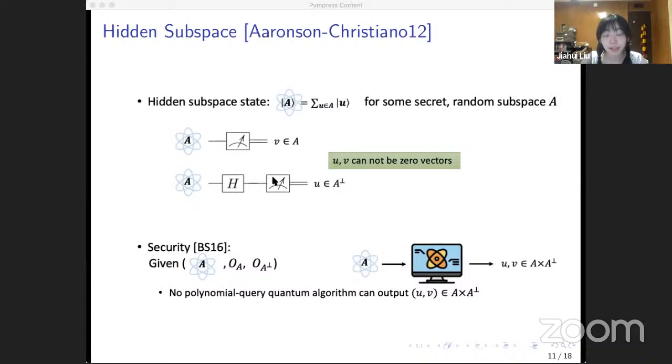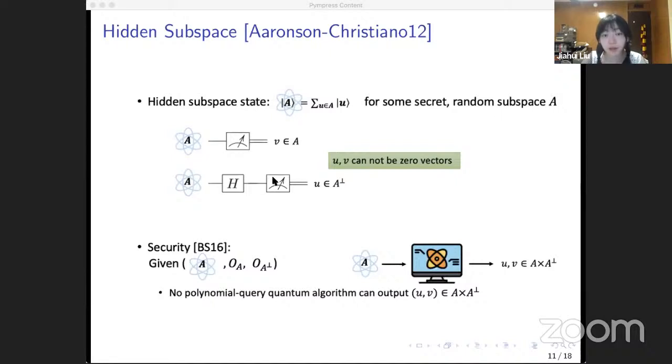We are inspired by the hidden subspace idea from the Aaronson-Christiano 2012 public key quantum money scheme. A hidden subspace A is a secret subspace chosen randomly by the challenger. It has exponentially many elements in it, but it's still exponentially small compared to the full space. And the subspace state |A> is an equal superposition of all elements in A. Subspace states have the following properties. If we do QFT to the state, we get its dual subspace state with superposition of vectors in A perp.